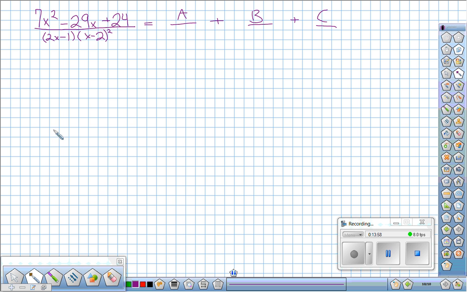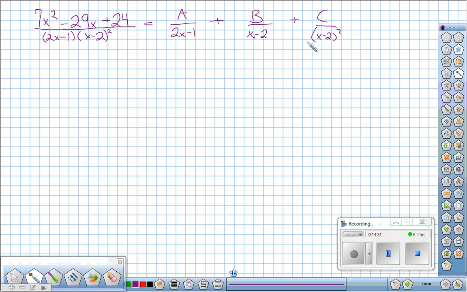So what we're going to do in order to set this up is a goes over our first thing that we have there, the 2x minus 1. B goes over x minus 2. And c is actually going to go over x minus 2 squared. Because if I were to be multiplying these out, the only reason I would have an x minus 2 in my denominator, the only reason it would be squared, is if I had 2 of them somewhere.